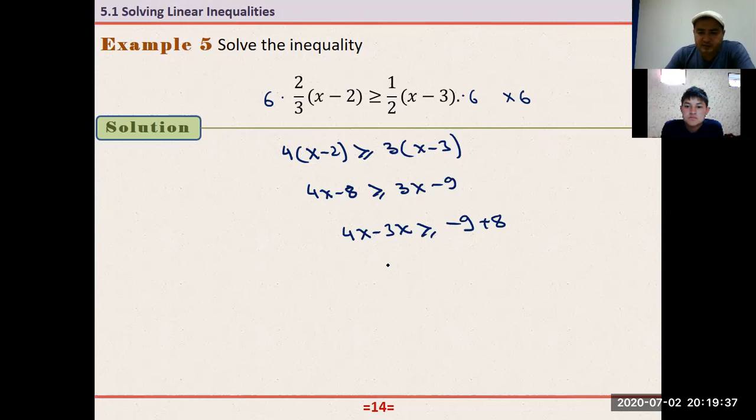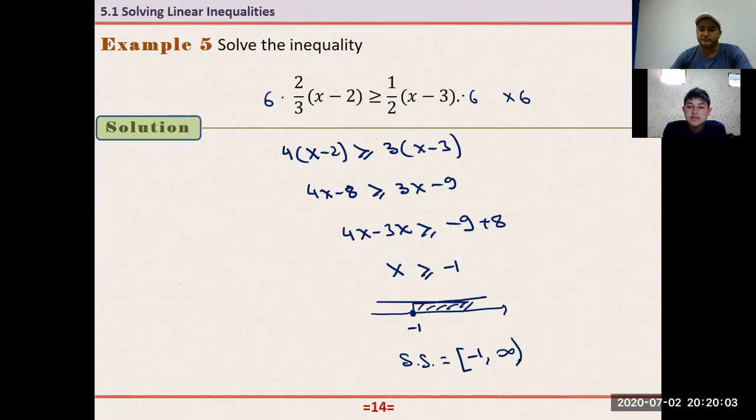Anyway, 4x minus x is x, negative 9 plus 8 is negative 1. So on the number line, again, negative 1 is here, shaded circle, negative 1 to the right. Okay, so solution set, here we need to use brackets because negative 1 is inclusive, negative 1 to positive infinity.